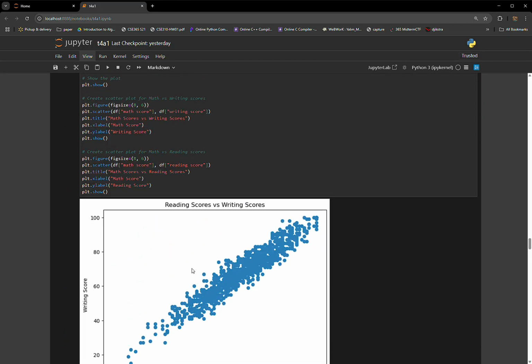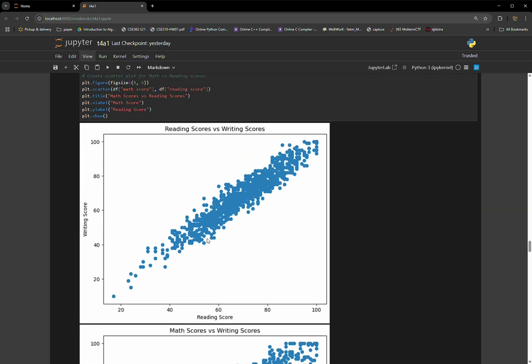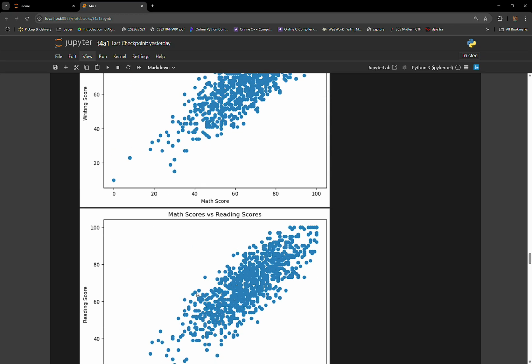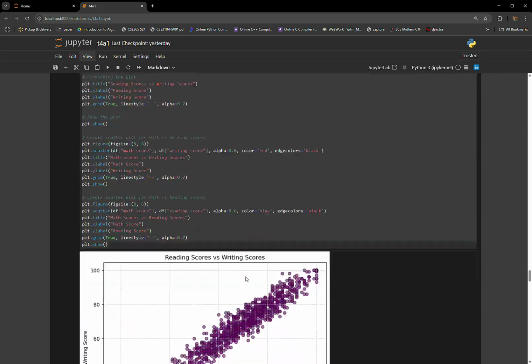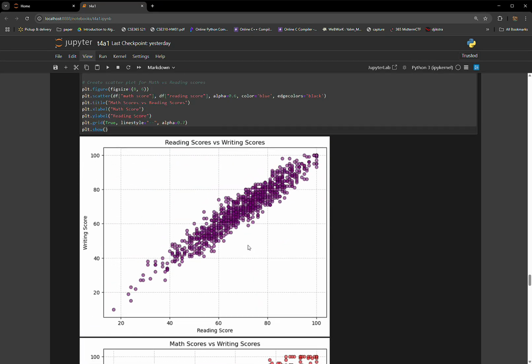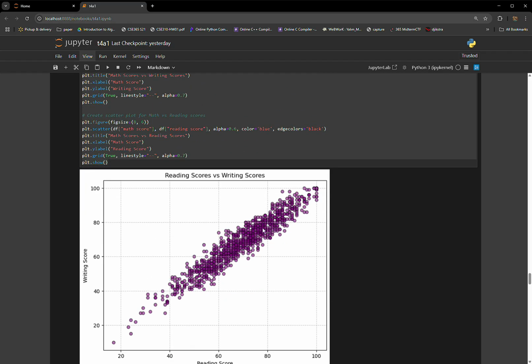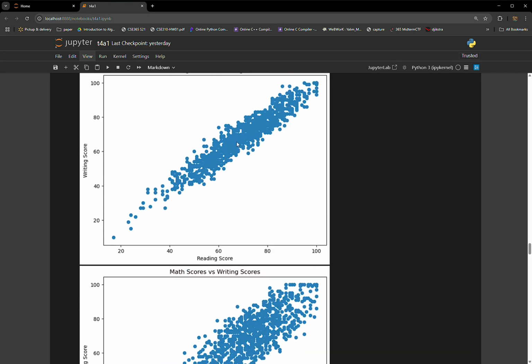And then next I did a scatter plot comparing each of the subject scores to one another. So for example, reading and writing, and then writing and math, and then reading and math. When I remade the tables, I changed the colors so you can see we're comparing different things. And then I also added transparency to the plot, so you can see that the darker dots mean there's more data points on that spot. As compared to here, you can't really tell.